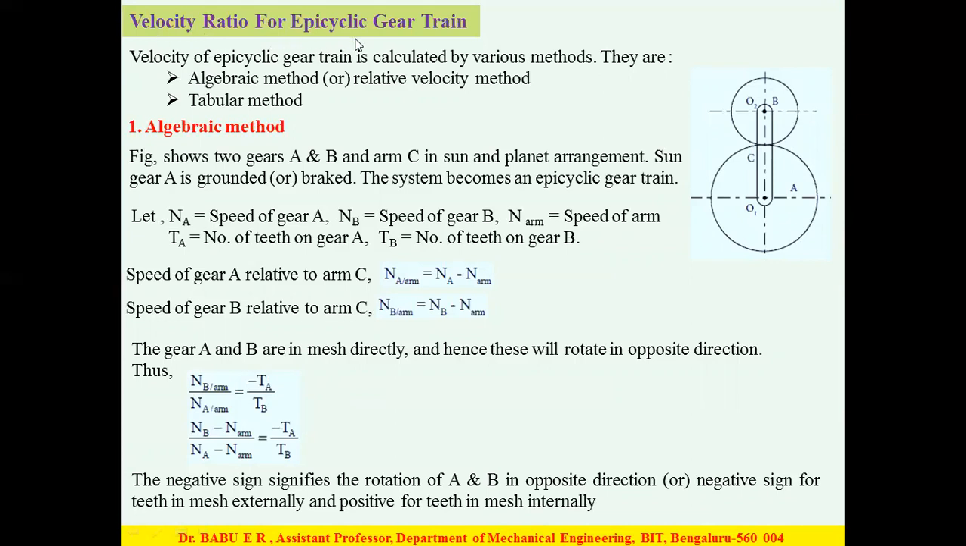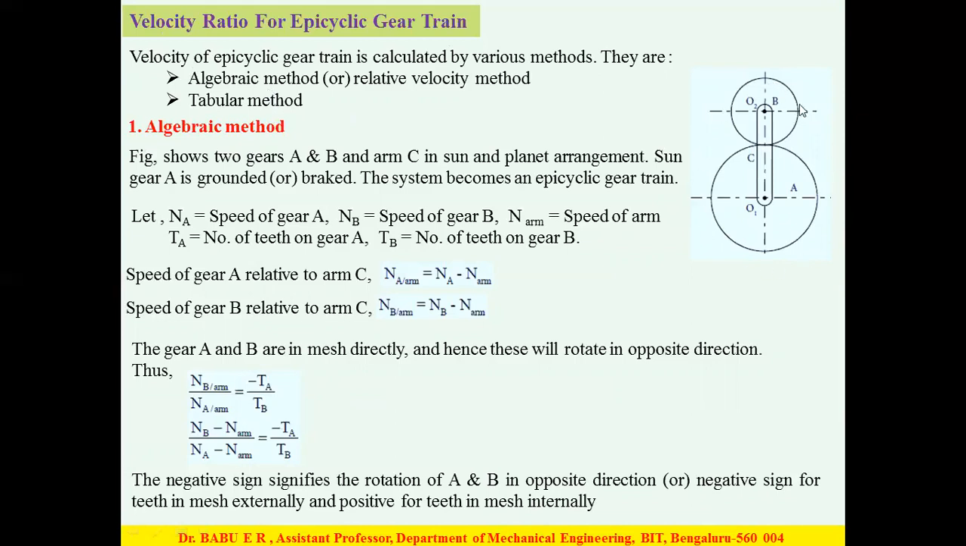The velocity ratio for the epicyclic gear train is calculated by various methods. We have only two methods that we adopt here. One is the algebraic method, which we call the relative velocity method. The other is the tabular method. Now, first, let us take the algebraic method.